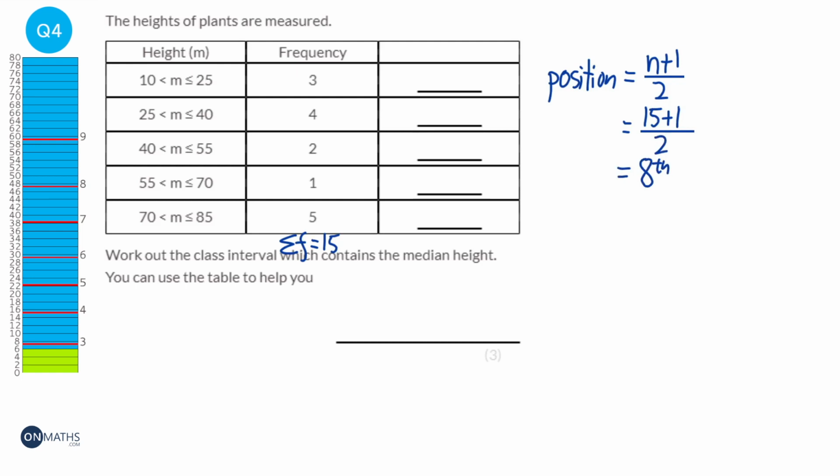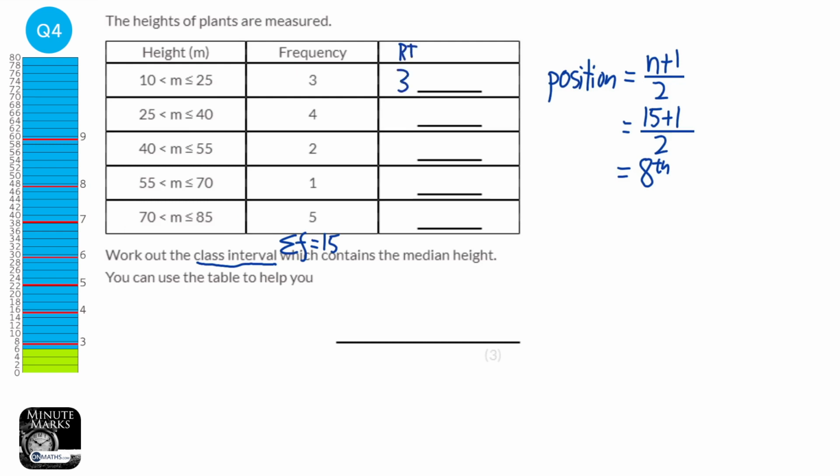Now, because it's asking for the class interval, which is just a fancy way of saying a group, it could be this one, or it could be this one. To easily find out which group the median is in, what we do is a quick running total. So what I'm going to do is add up the frequencies as I go along.